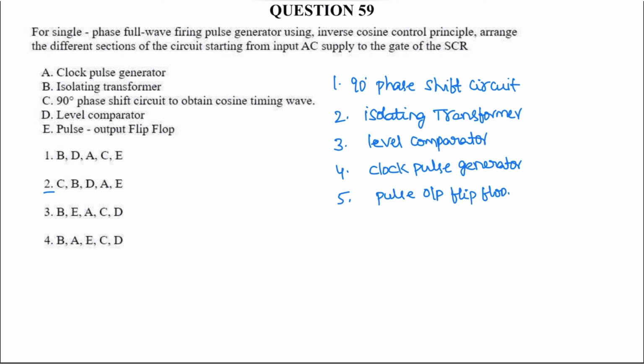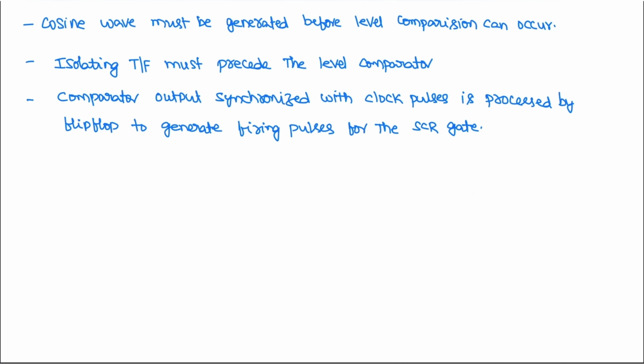So in this level comparator, the transformer output is compared with the cosine timing wave. Clock pulse generator provides a regular periodic pulse train. So for this, the cosine wave must be generated before level comparison can occur, and the isolating transformer must precede the level comparator. The purpose of this isolating transformer is to provide electrical isolation and potentially adjust the voltage level, and the comparator output is synchronized with the clock pulses processed by the flip-flop output to generate the precise firing pulses for the SCR gate. So the flip-flop generates the final firing pulse.